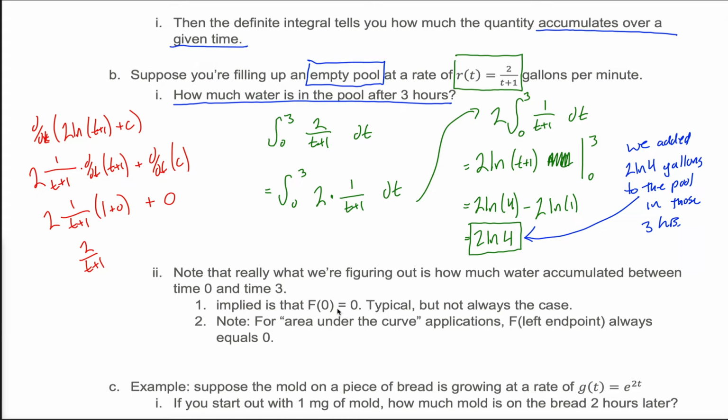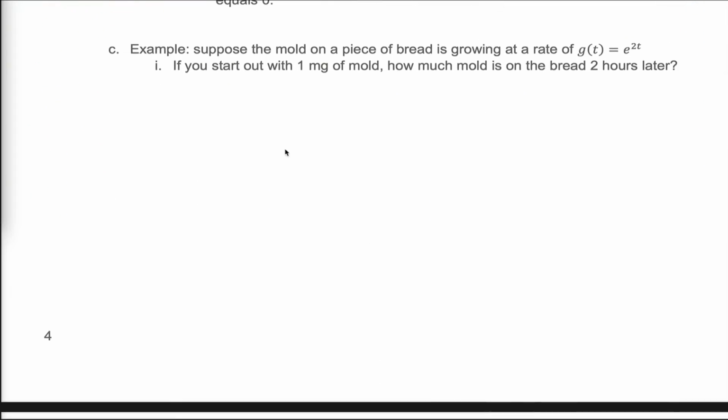But you got to be a little bit careful. That's what I'm getting at here. Implied in this problem, because we got an empty pool, is that we kind of start out at 0, but that won't always be the case. To show you an example where that's not the case, let's look at this problem. Suppose the mold on a piece of bread is growing at a rate of g of t equals e to the 2t power. If you start out with 1 milligram of mold, how much mold is on your bread 2 hours later?